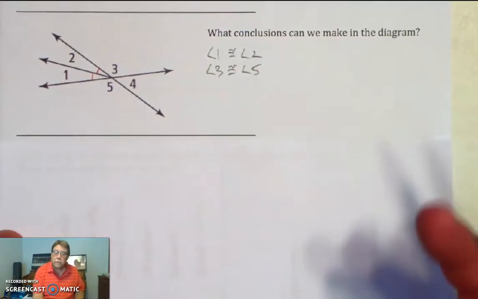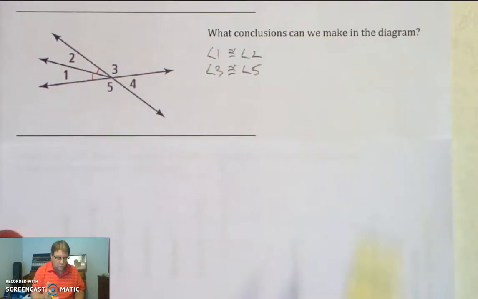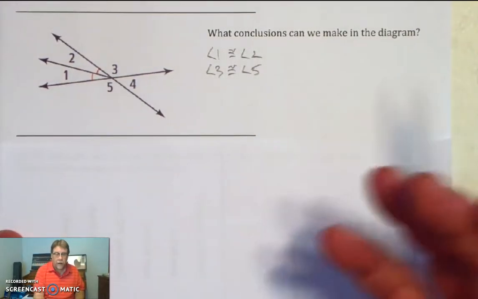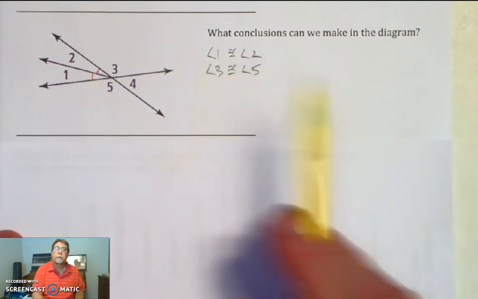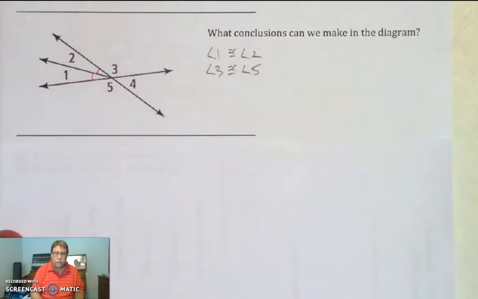And that might be something you might have to put in a proof. Why do you know that angle 3 and angle 5 are congruent? Because they're vertical angles. Angle 1 and angle 2, that would be given, something said in the problem. So the reason angle 1 and angle 2 would be listed as congruent is because it was given that they were congruent.